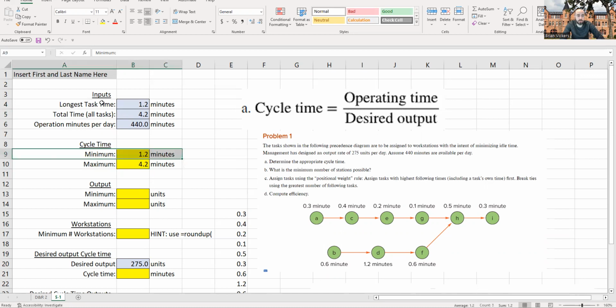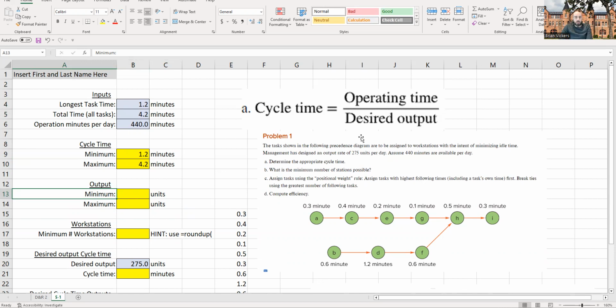The minimum cycle time is equal to the longest task time. The maximum cycle time is equal to the sum of all tasks. Those are just the same thing. So again, I'm just putting equals and then clicking on the reference from the inputs to show that I know why I'm putting 1.2 here and 4.2 here instead of just typing it in. Now, as far as your output goes, what would be the least number of units I would expect to get done in a day, and what would be the most number of units? So on this one, to start with, I need you to understand that we're flipping minimum maximum on our references. We're going to be referring to the previous section, but we're flipping where we're getting the information from.